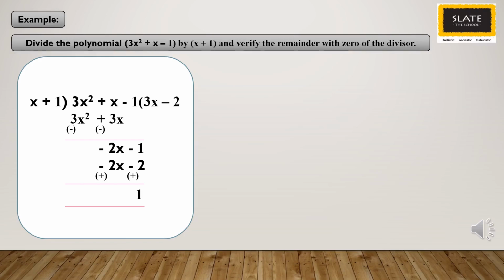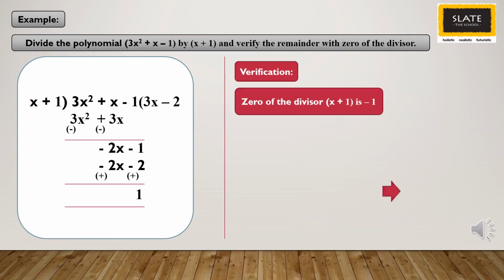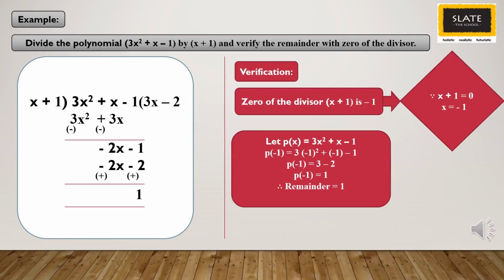If you observe here, the remainder is a constant and its degree is 0. Here the degree of remainder is less than the degree of divisor. So we cannot continue the division process further. Now see, let us verify this remainder that we obtained by taking the zero of the divisor.